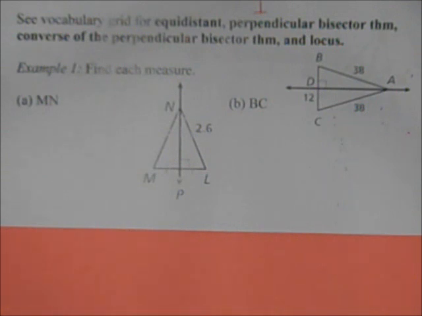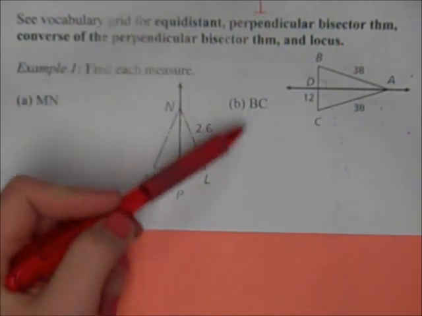Make sure you flip over and look at that. It says if a point is on the perpendicular bisector of a segment, then it is equidistant from the endpoints of that segment. So this is what we're talking about right here. I'll just explain it with this example.